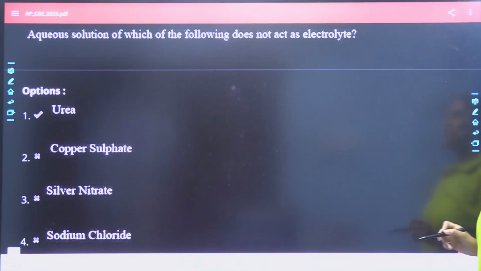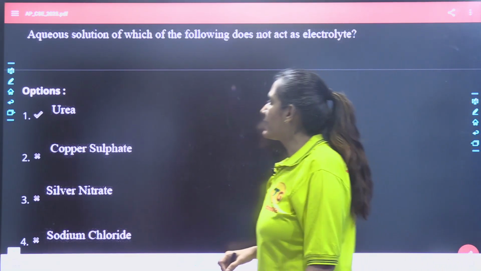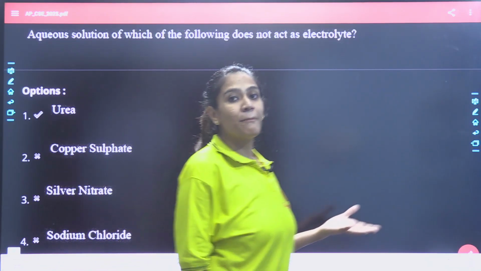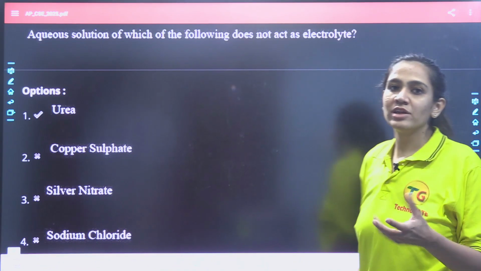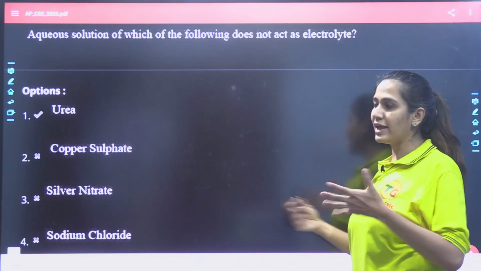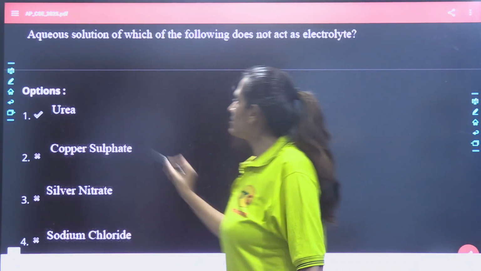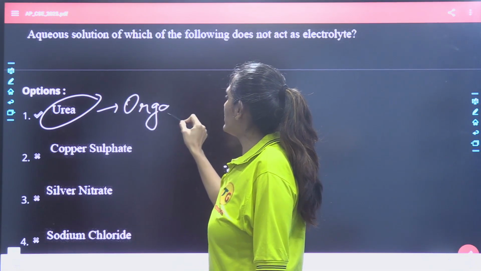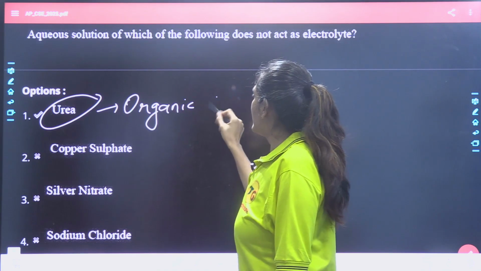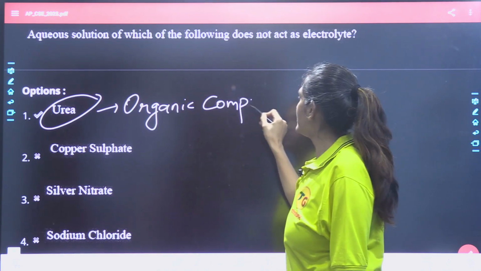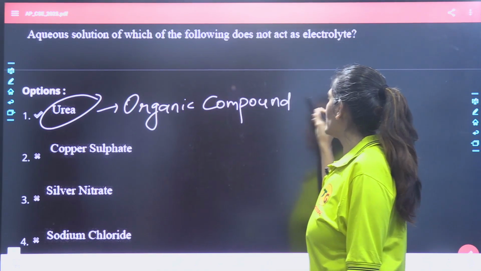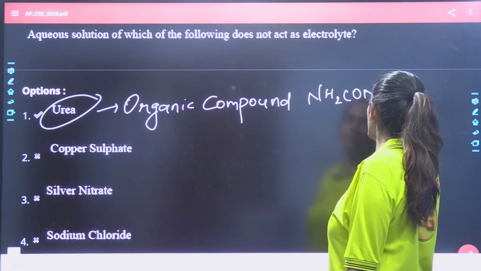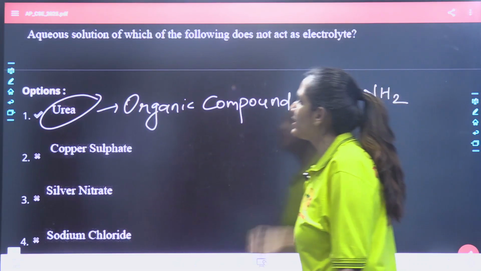Aqueous solution of which of the following does not act as an electrolyte? Very simple. For an electrolyte, a compound needs to get dissolved in the solution. There should be charges to carry the current. So urea, it is an organic compound. Its aqueous solution means its solution in water. It won't dissociate. Urea is NH2CONH2. So it won't act as an electrolyte.